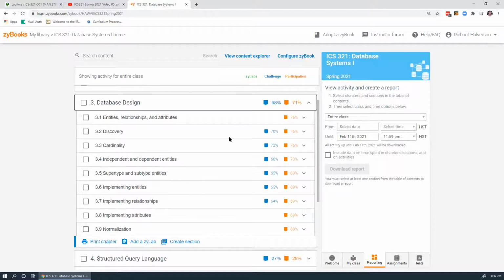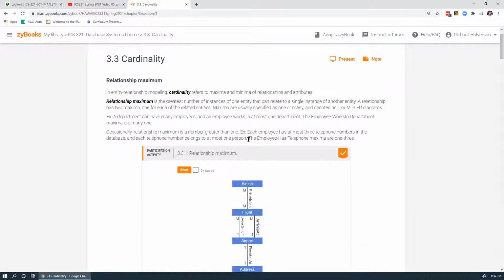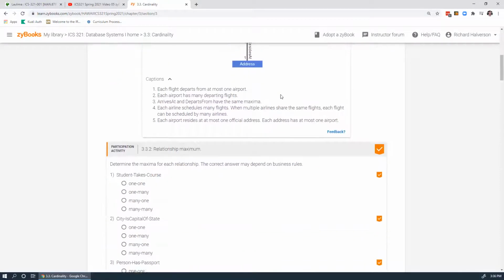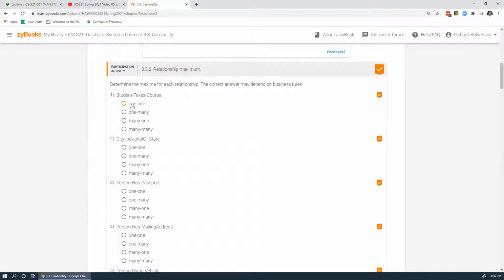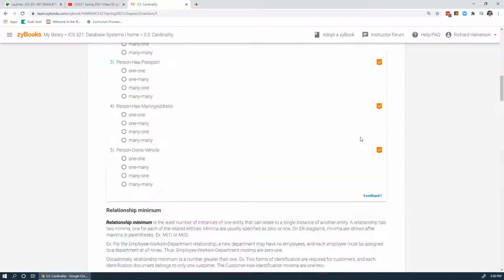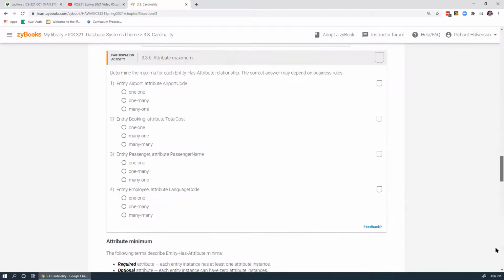Anyway, we finished up chapter 3, section 3, which has to do with cardinality, which is the minimum and the maximum for these relations. There are one-to-one and one-to-many relationships between entities in a database. That's what we talked about in section 3.3.